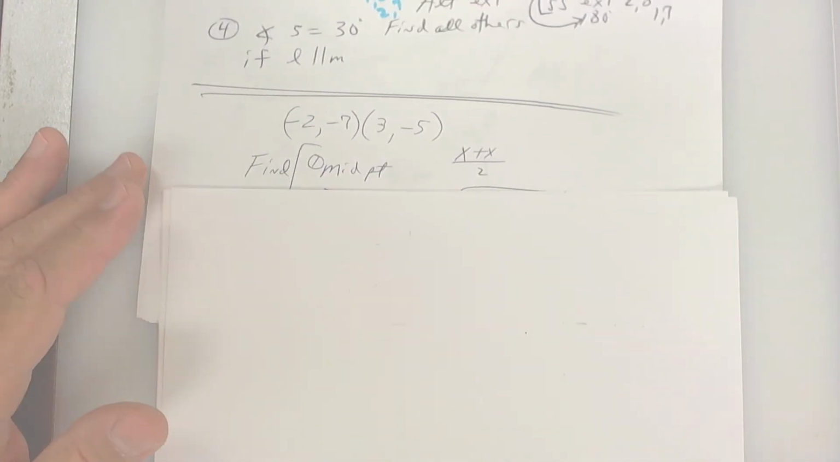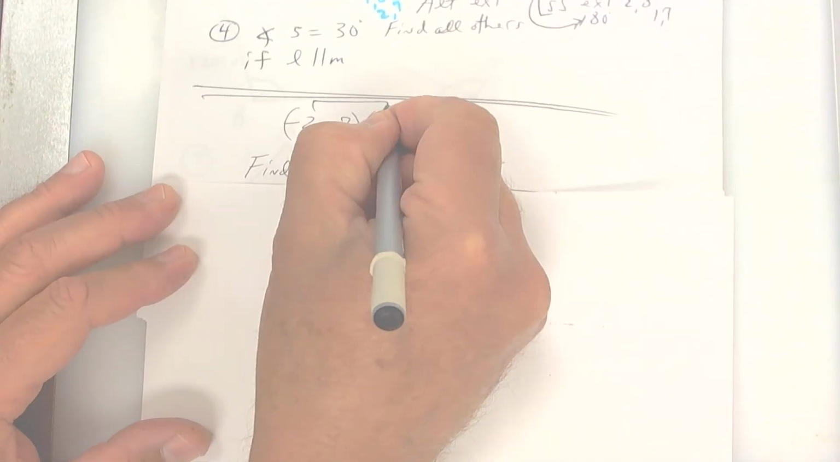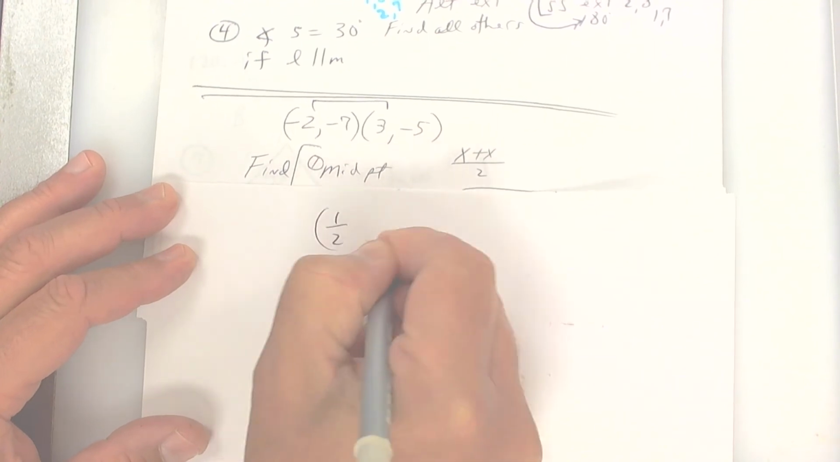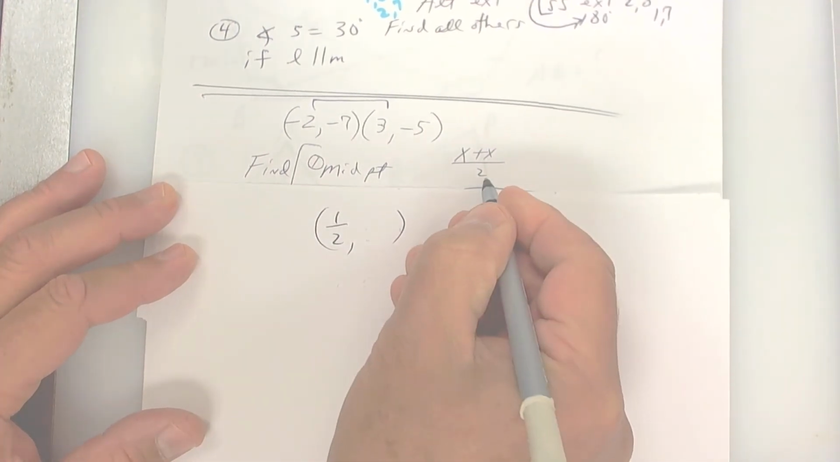All right, the midpoint, you're going to add up your x's. So you're going to get this plus this gives you a 1 and divide by 2. Okay.